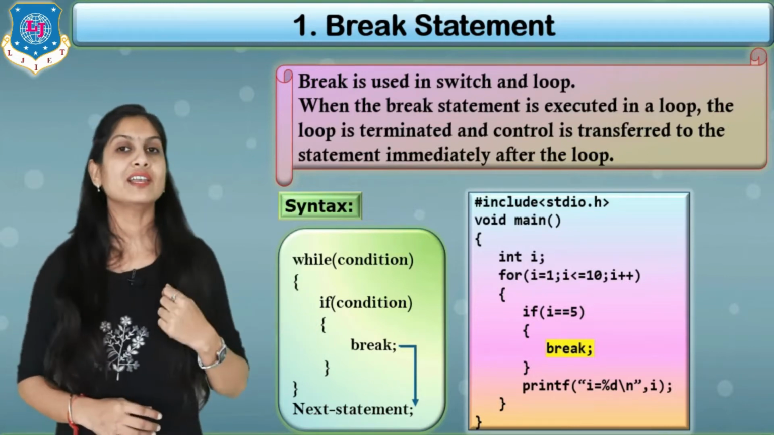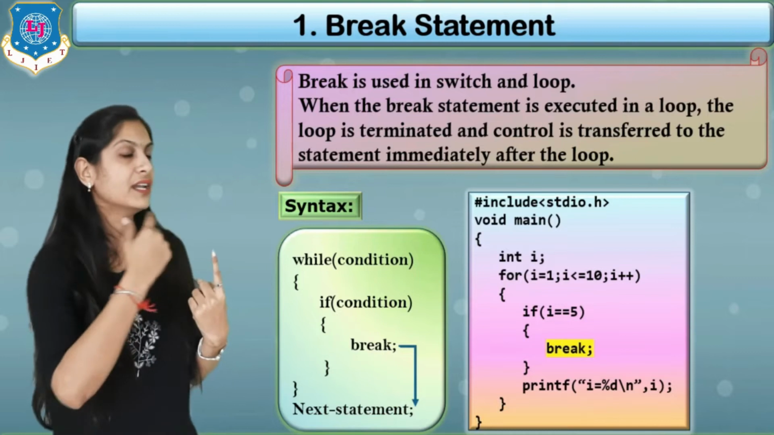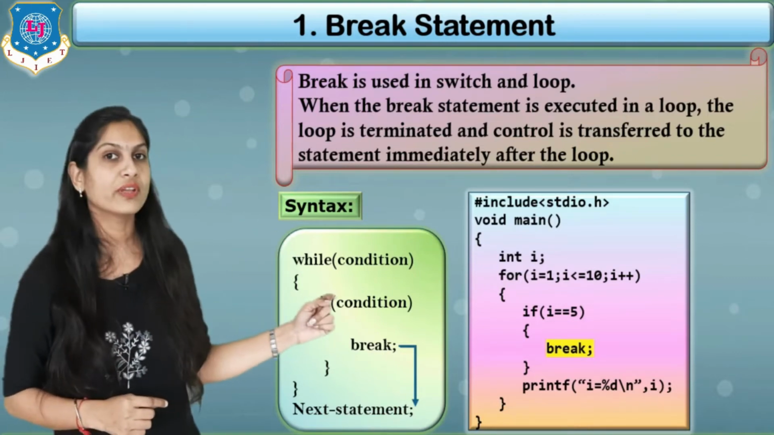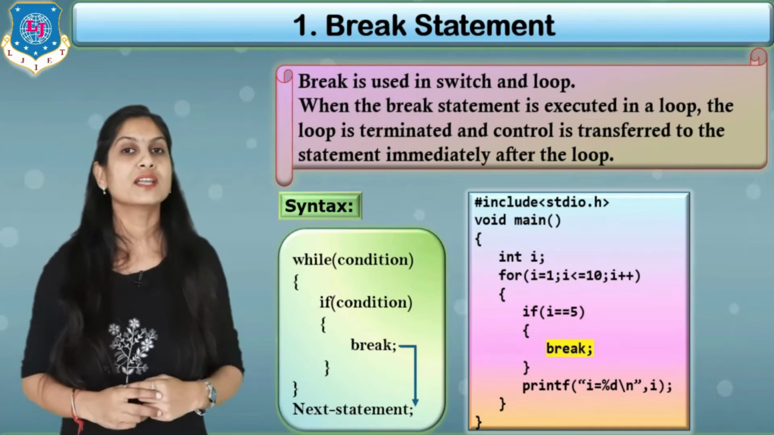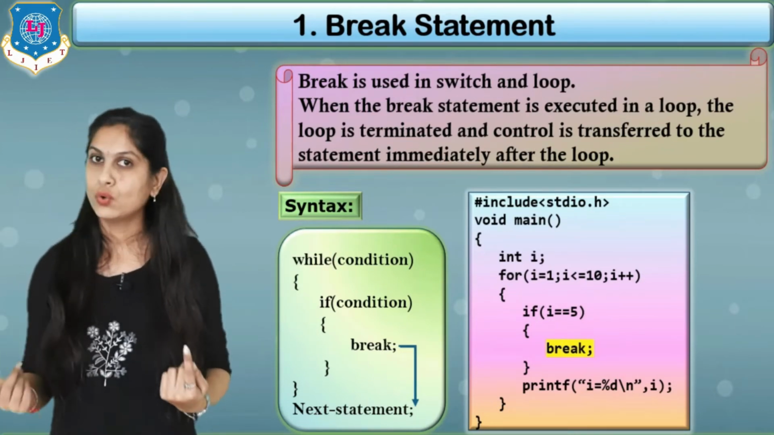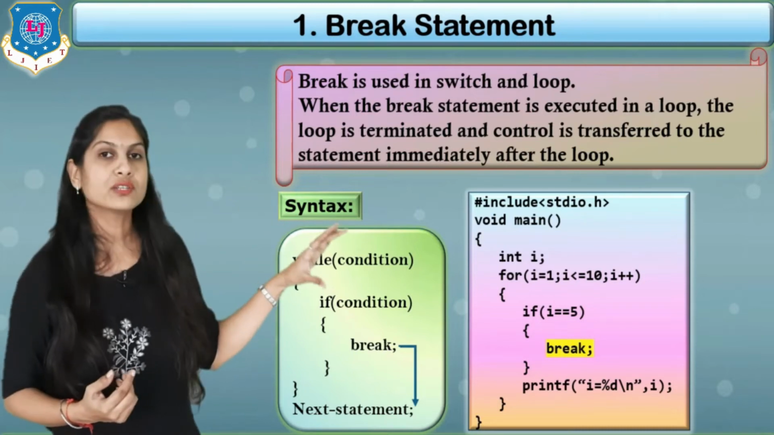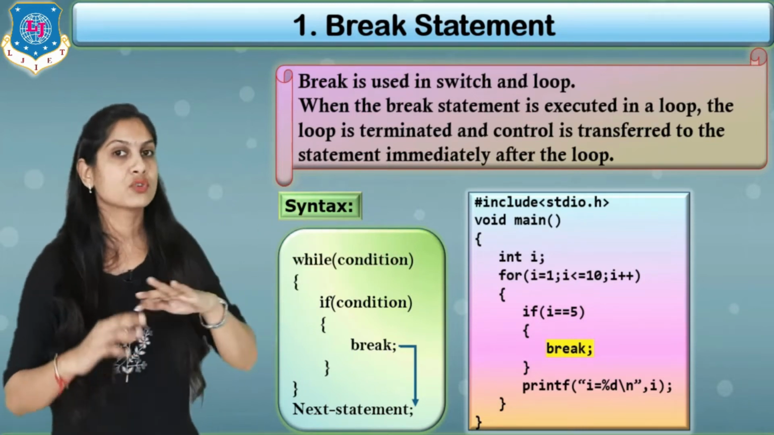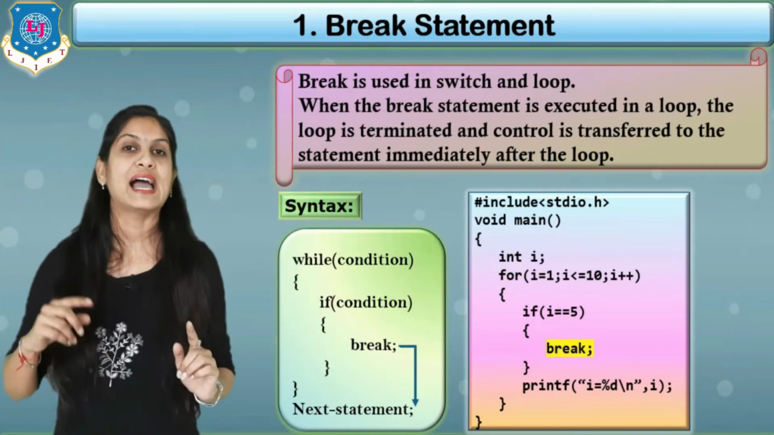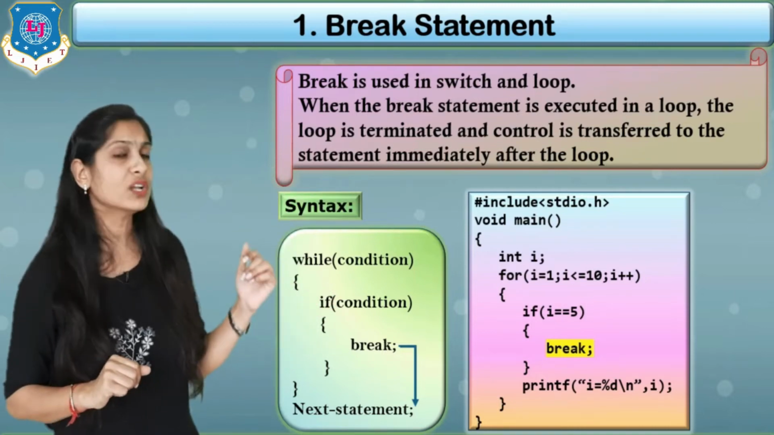First the value of i is 1. Check the condition: 1 is less than or equal to 10, yes. Then go inside the for loop and check the condition in the if: is 1 equal to 5? No, the condition is false, so we do not go inside that if part, the break will not be executed, and it simply prints the message i = 1.